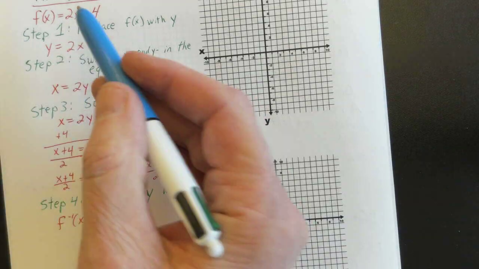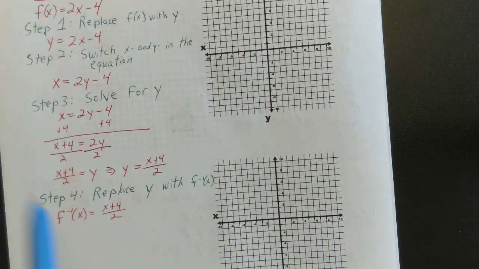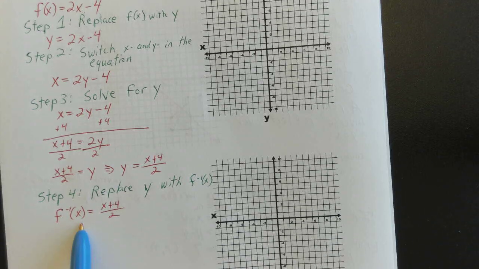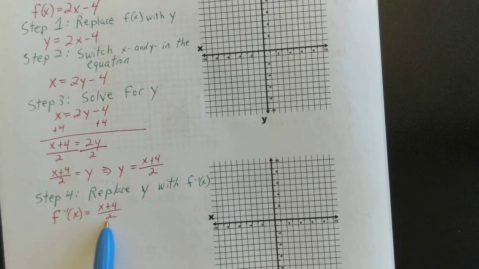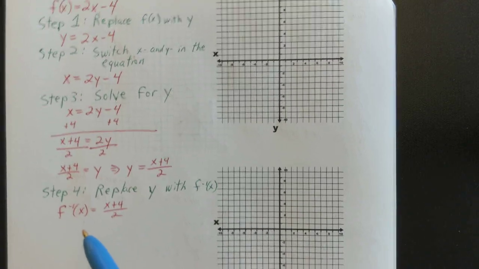So here's my function, f of x equals 2x minus 4. Here's the inverse. The inverse function of x is x plus 4 over 2. Is everybody okay with that?